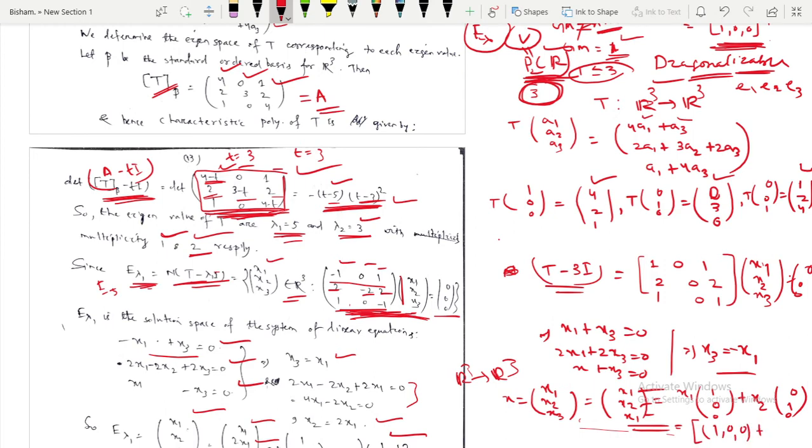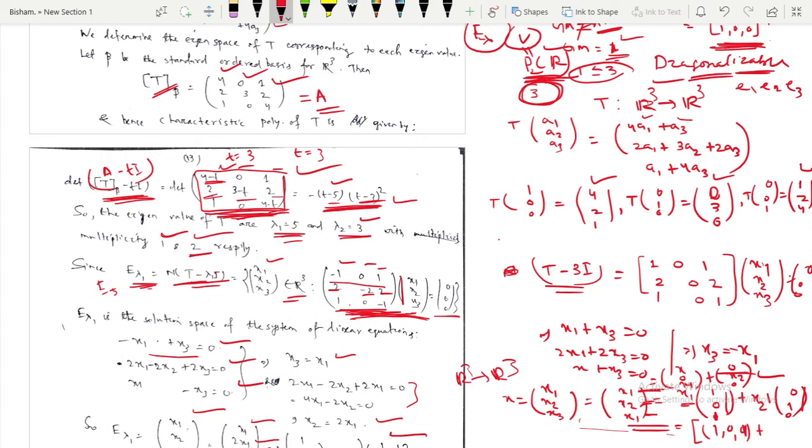Sorry, if you are taking x1 common, then this is 1 0 1. Here is x1, here is x2, here is x1. That means I am writing it as x1 (1 0 1) plus x2 (0 1 0), just separating the variables. After taking x1 common, it will be 1 0 1, and after taking x2 common, this will be 0 1 0.